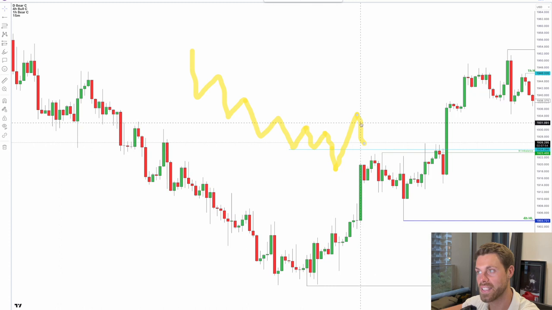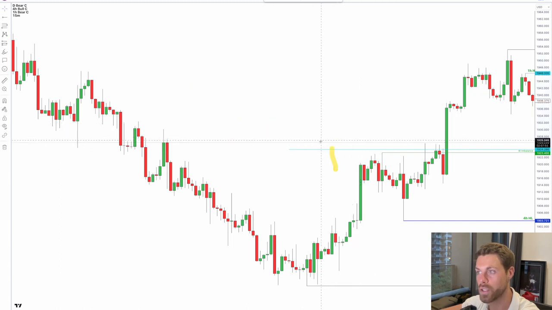So that is imbalance and liquidity and how it actually works together. As everything in the strategy, everything works together. Every layer confirms the previous layer until it builds up to the actual entry.